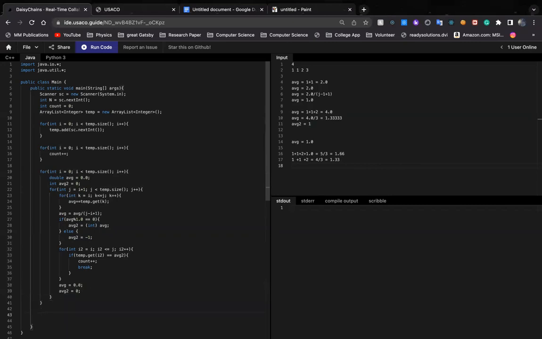And now that we have this, we just have to print out with System.out.println, and we'll do count like that. And now if I run this, I should get my answer as 6 point.